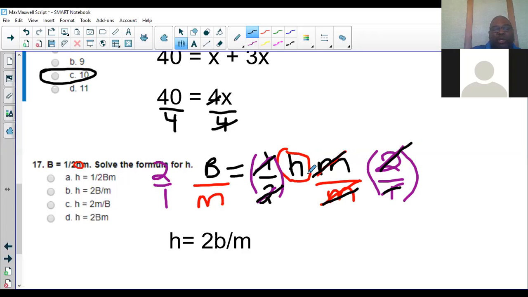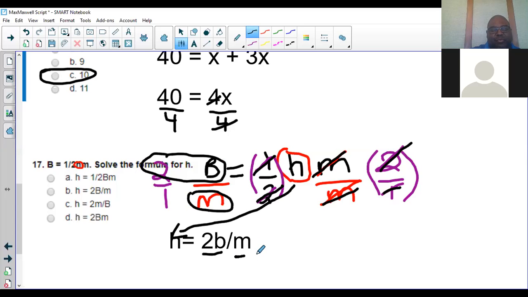Because we like to write our variable from left to right, I'm going to swap the H from this side to this side. Okay? And then I'm going to read from left to right. 2B over 1M, or in this case, I'm just going to write M. So H equals 2B divided by M, which is the same answer we find in B.